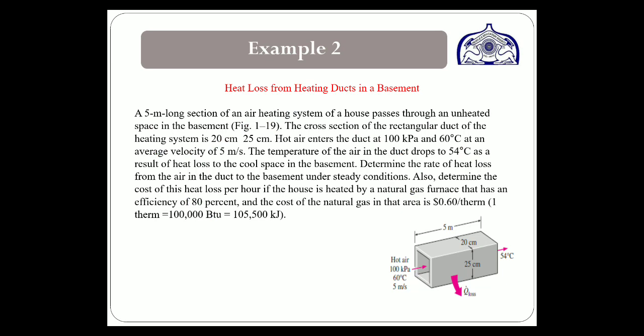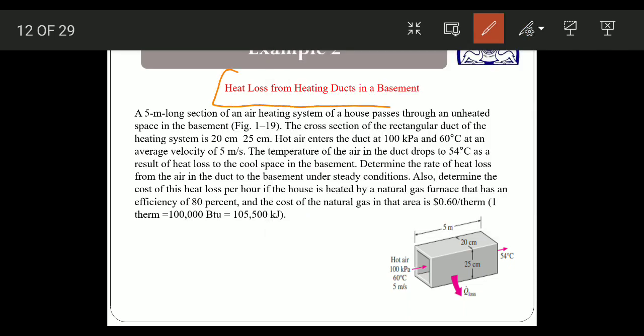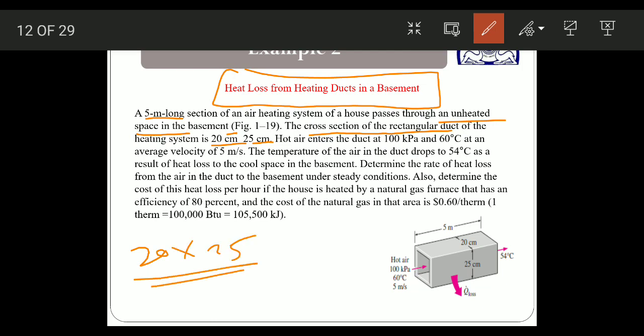Now let us discuss another question regarding the heat losses in the heating ducts in a basement. Okay, this is one practical example. Let us consider a 5 meter long section of the air heating system of a house that passes through an unheated space in the basement. The cross section of the rectangular duct of the heating system is 20 centimeter by 25 centimeter. Hot air enters the duct at 100 kilopascal and 60 degrees Celsius at an average velocity of 5 meter per second. The temperature of the air in the duct drops to 54 degrees Celsius as a result of heat loss to the cool space in the basement.